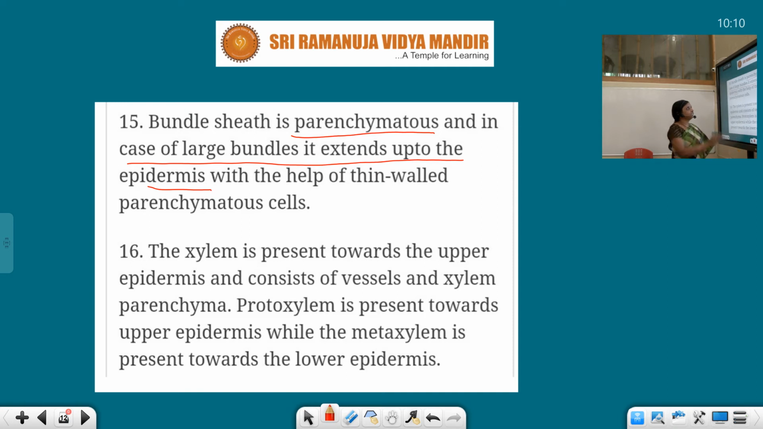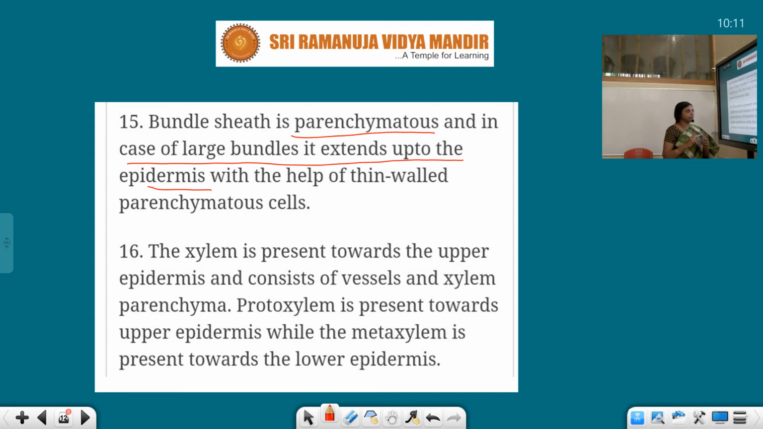So the bundle sheath is parenchymatous, and in the case of a large vascular bundle, it extends up to the epidermis. The extension will go up to the epidermis with the help of thin walled parenchymatous cells. So the parenchyma cell extends up to the epidermal layer, and the xylem is present towards the upper epidermis, and that too protoxylem is towards the upper epidermis. The first formed small xylem is called protoxylem, and the metaxylem is towards the inner side.